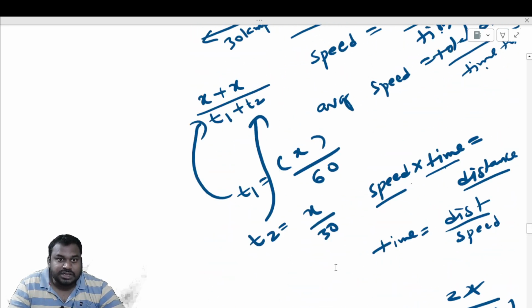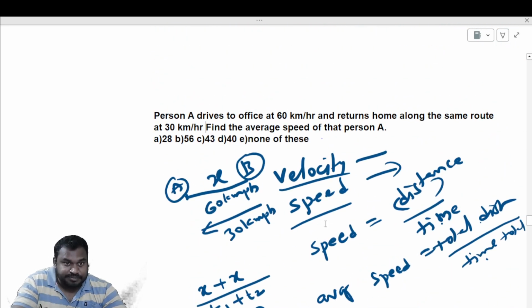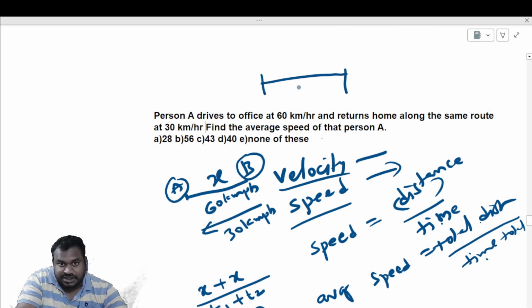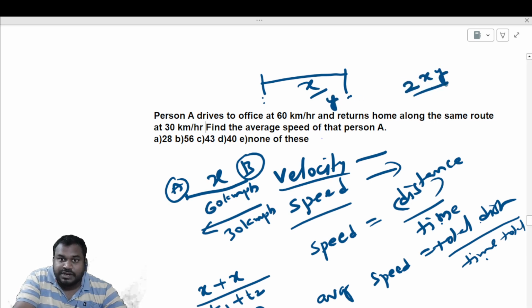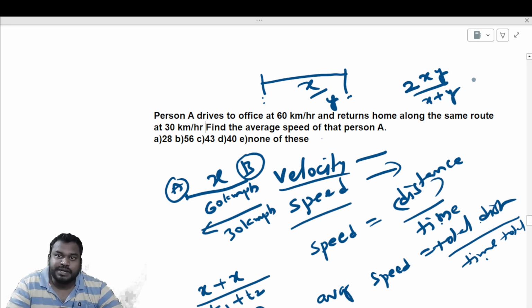So what is the shortcut actually? See, if the distance is the same, here x is the distance. If one person goes from here to there with some speed and comes back with some speed, they use the same formula: if he is going with a speed of x and coming back with a speed of y, then the average speed is 2xy by x plus y.